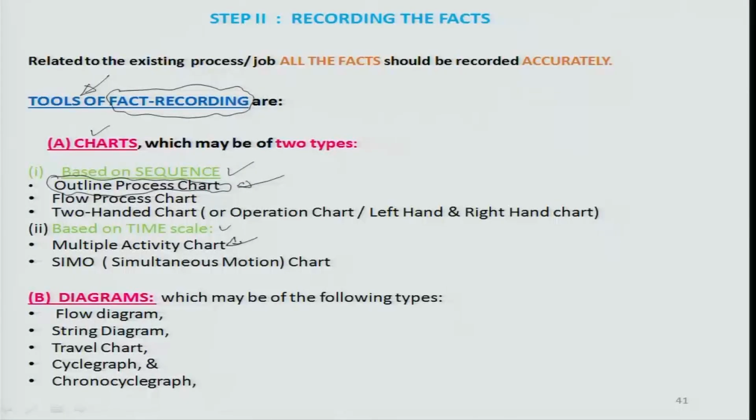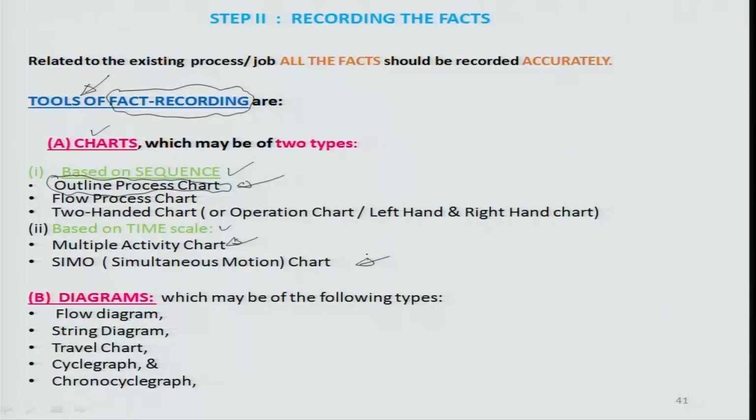doing, and then maybe introduce some clock times where as a function of time from 0 seconds onwards, I project for 0 to so many seconds this particular operation is done by my left hand, then the right hand comes, or both of them come together. So, this is a way of representing the sequence of operations associated with a certain task. Again, we could have time scale charts which would talk about multiple activity charts or SIMO.